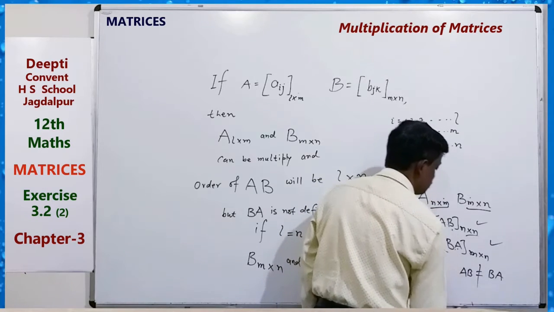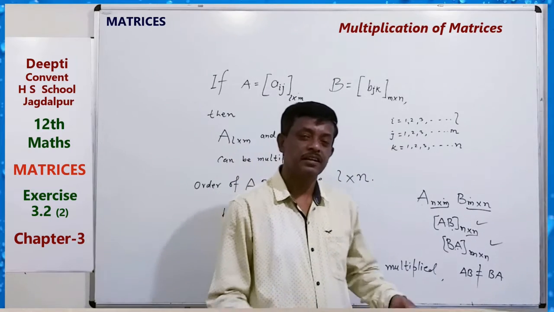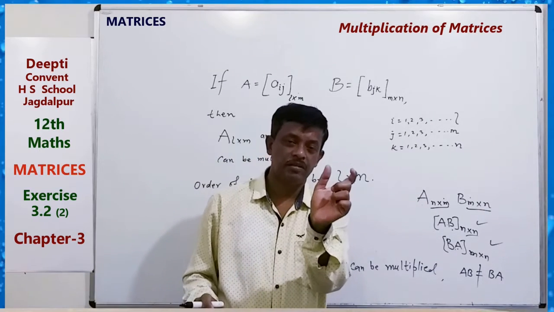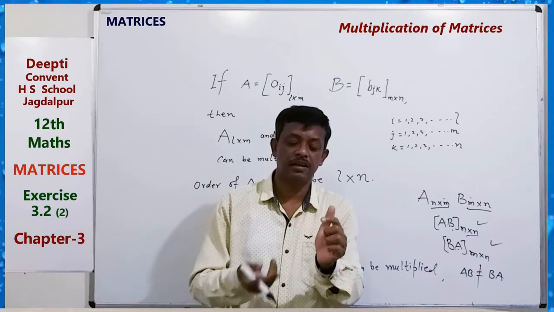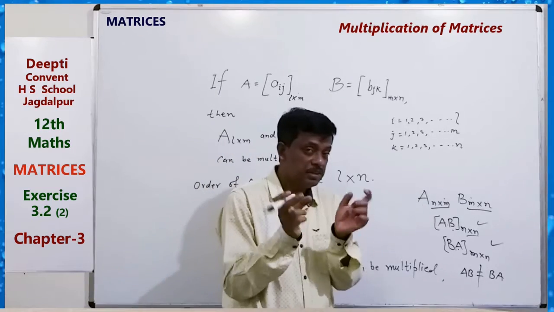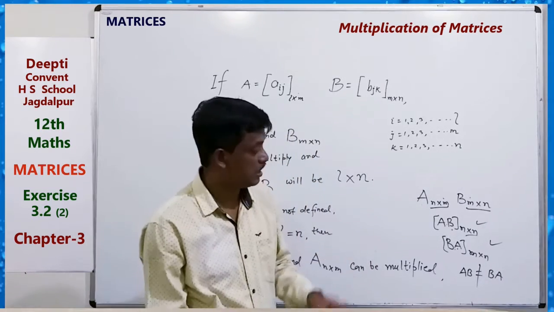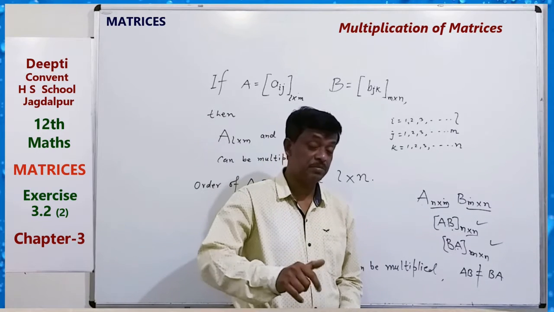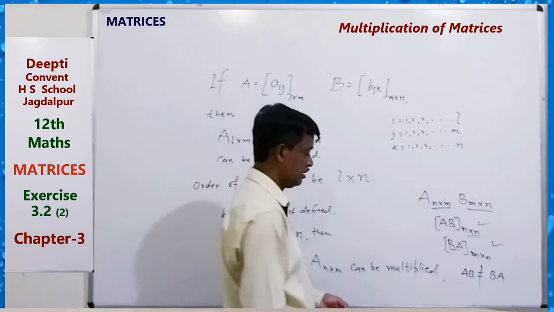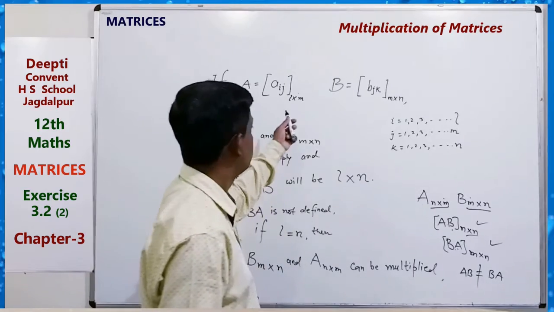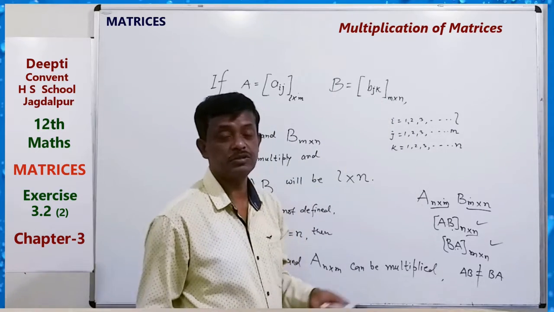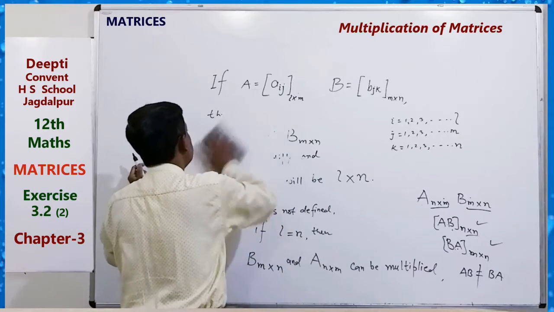From here it is clear that the order of this matrix is N by N and the order of this matrix is M by M. So AB is not equal to BA. That is, whenever the orders of two matrices are such that they can be multiplied on either side, that is AB and BA, both can be defined, but it is not necessary that AB equals BA. So the main thing is: for multiplication, the number of columns in the first matrix and the number of rows in the second matrix should be equal. Then we can multiply.